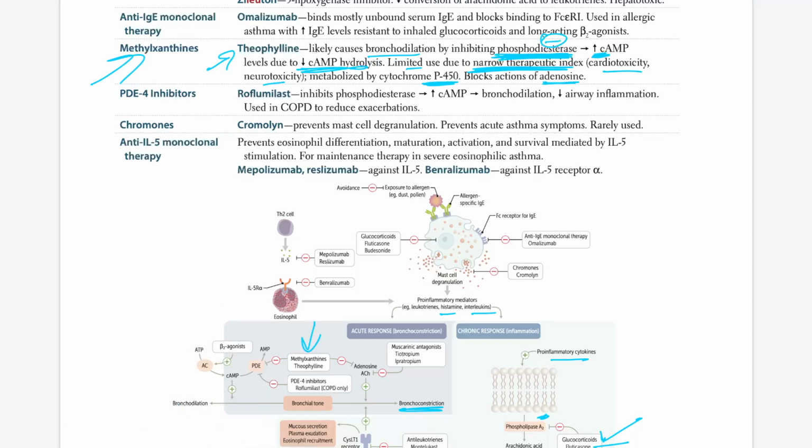So we have cyclic AMP. Cyclic AMP is causing the bronchial tone to go into dilation. That's what we need. But cyclic AMP gets destroyed by this phosphodiesterase, which is degraded by phosphodiesterase. So what do we do? We inhibit this phosphodiesterase, so we will have more and more cyclic AMP. When we have more and more cyclic AMP, it will stimulate the bronchial tone to go into bronchial dilation, right? So that is theophylline. That's one thing. The other thing is it will directly block adenosine, which was causing bronchoconstriction directly. So theophylline has two actions.